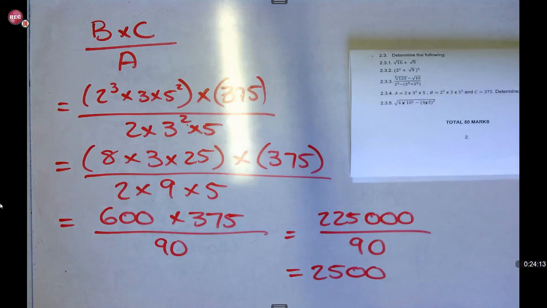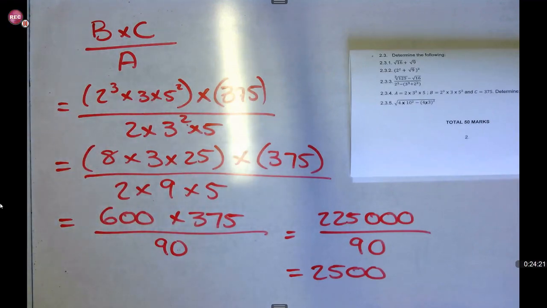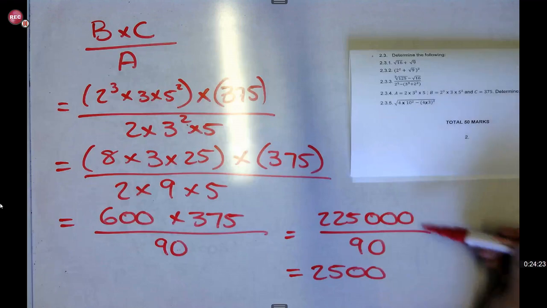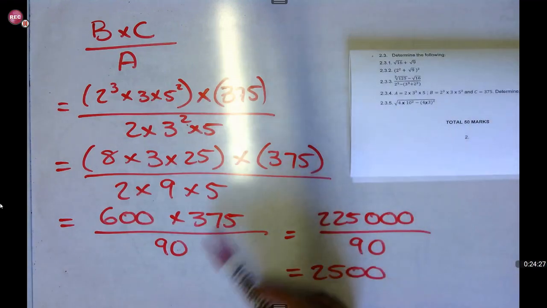So remember, work from left to right. Solve the exponents first, solve the brackets, then only simplify after that. Remember, you can only simplify if you have one term as a numerator and one term as a denominator. Do not try and simplify it if it looks like this. You're going to make the worst mistake ever in your life if you do that.